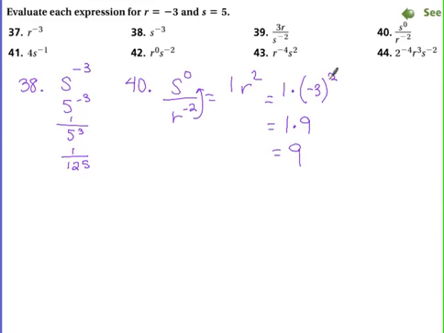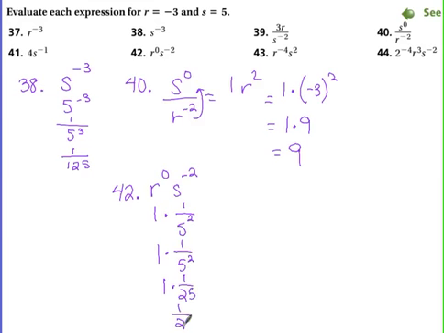Let's take a look at 42. R to the 0, we know is 1. S to the -2. So this is 1 times 1 over s squared. We're going to replace s with 5. So this is 1 times 1 over 5 squared. 5 squared is 25. So 1 over, we get 1/25.